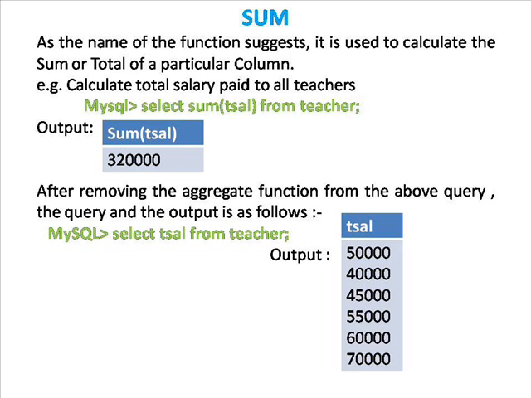But now if I remove the aggregate function sum and write the query as select TSAL from teacher, the output will be as follows. At the top the heading will have just TSAL, and below it all the individual salaries will be displayed one by one. That was the difference between the aggregate function and the ordinary query that I have shown you over here.